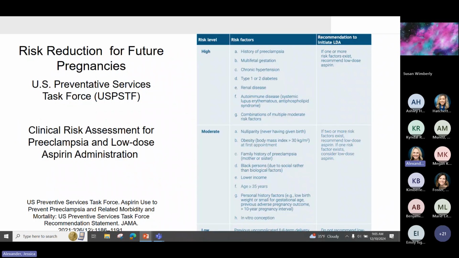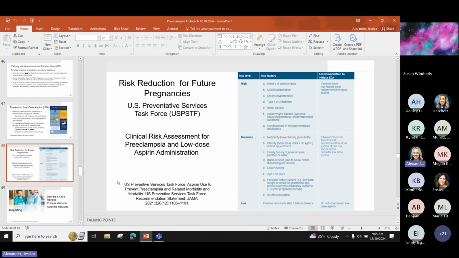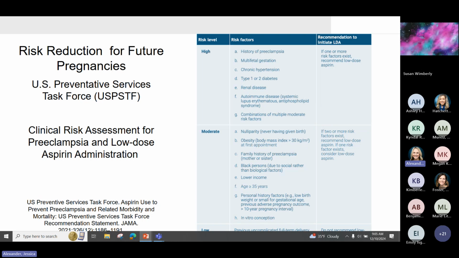So again, this is showing the high risk and the moderate and the low, but it got cut off. The high we'll focus on is a history of preeclampsia, multiples, chronic hypertension, diabetes, renal disease, autoimmune, and combinations of multiple moderate risk factors. The low was previous uncomplicated full term, not to recommend. But pretty much anybody else, it's recommended for consideration, and particularly in the high risk category. That's the category again we've chosen in selected situations to use a higher dose than has been previously suggested.